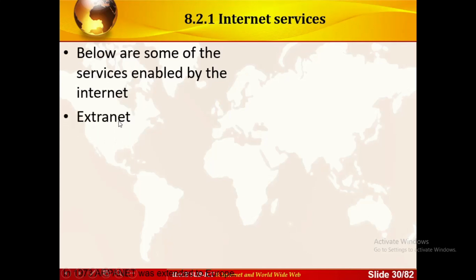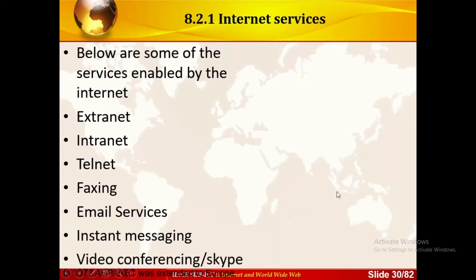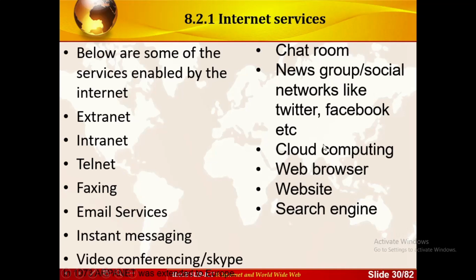One, we have intranet. We can talk of extranet, intranet and extranet. We can talk of telnet. We talk of faxing. We have email services. We have instant messaging, and we can also talk of video conferencing, plus other things like chat rooms, news groups, cloud computing, web browser, website, and search engine. All these are what we call internet services. Once you connect to the internet, this is what you should expect, and this is what can be used by anybody or any user on the internet.